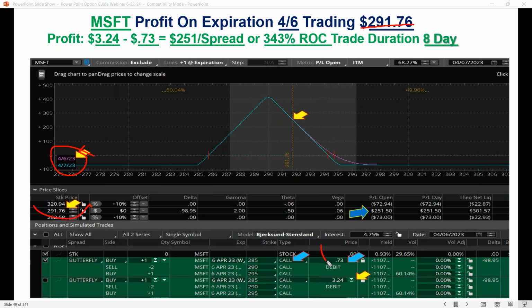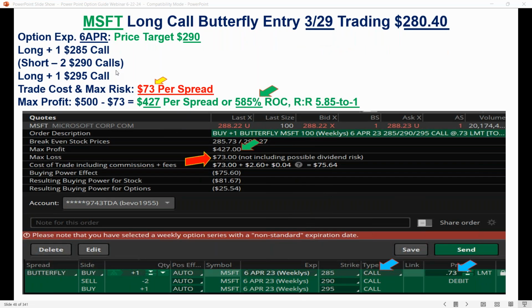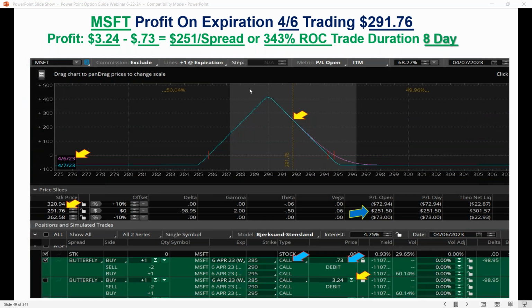So the spread we had on originally at 73 bucks, and now that spread had blown out to 324. So we had a profit of $251 per spread. That's right there. So we didn't get the max, but close enough, right? And so 343% return. If we nailed it perfectly, that would have been a profit of $427 or 585% return. But this made 343% over an 8-day period.